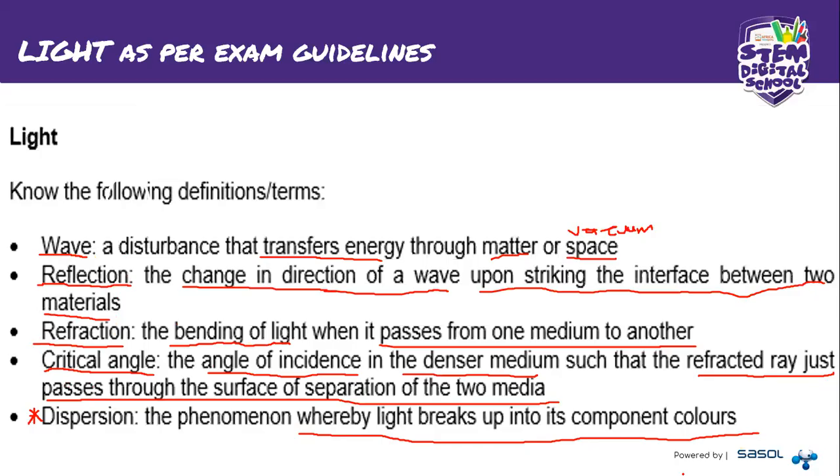So you can take white light, or what we refer to as visible light. And when this visible light shines on a prism, the light rays can definitely be dispersed. So the light can break up into its component colors, which are the 7 colors that we know: red, orange, yellow, green, blue, indigo, and violet. So dispersion is the phenomenon whereby light breaks up into its component colors. And we will understand further how that happens.